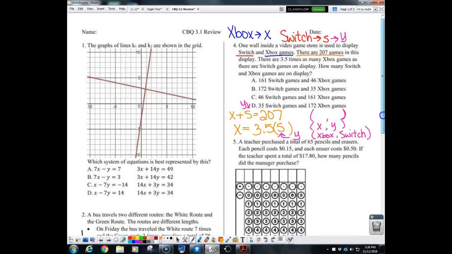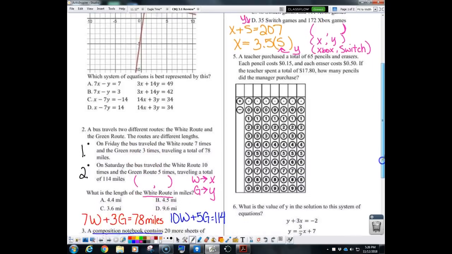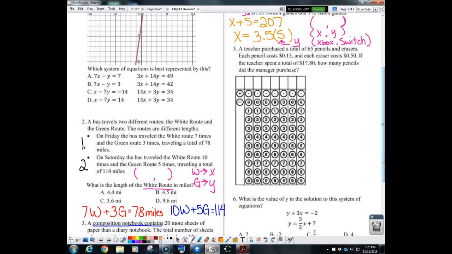All right, let's look at number 5. A teacher purchased a total of 65 pencils and erasers. Each pencil costs 15 cents and each eraser costs 50 cents. If the teacher spent a total of $17.80, how many pencils did the teacher purchase? It says manager, but that should be teacher.